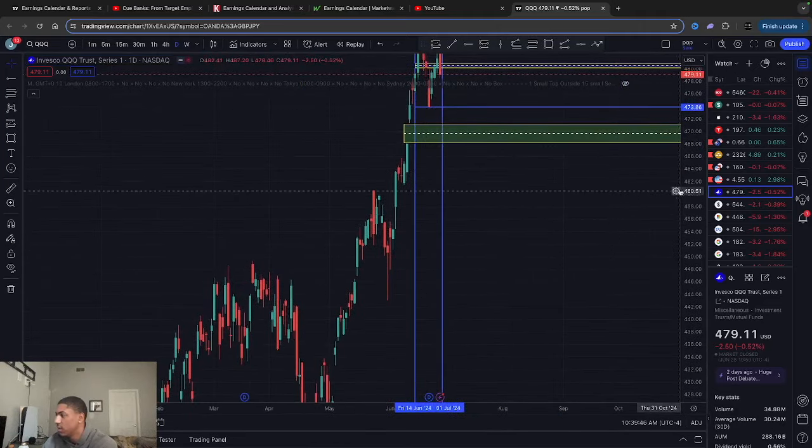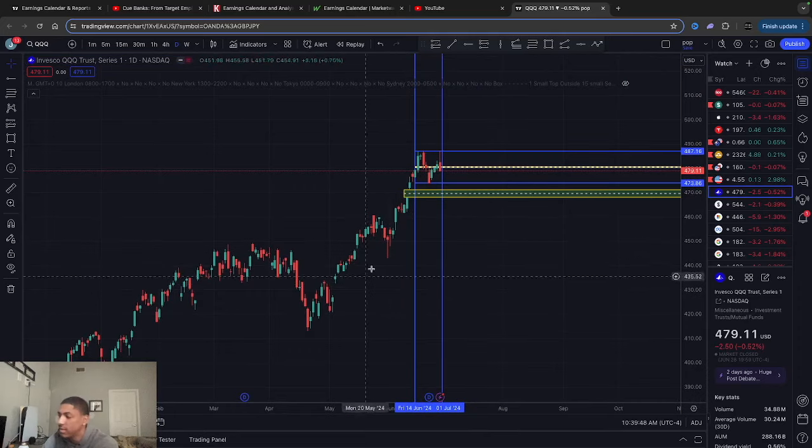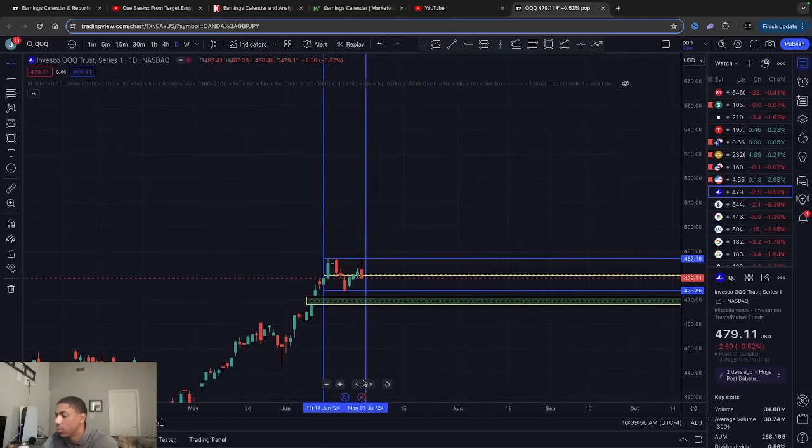And look, this is just a whole bunch. This is a huge imbalance here. Price needs to be filled. There's a fair value gap here, but we gotta take it slow, okay? We're gonna simplify it a little bit.